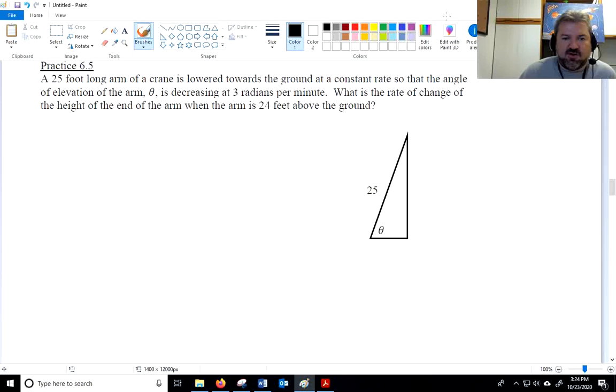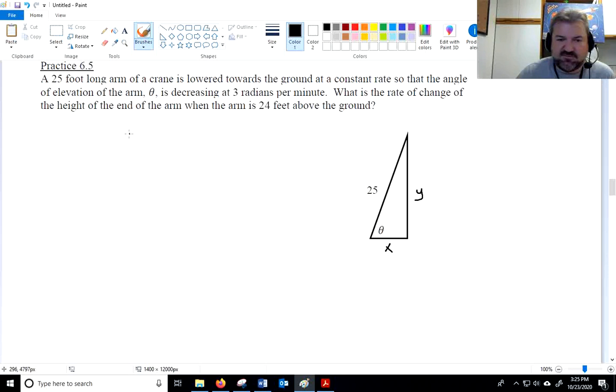A 25-foot long arm of a crane is lowered towards the ground at a constant rate so that the angle of elevation of the arm theta is decreasing at 3 radians per minute. What is the rate of change of the height of the end of the arm when the arm is 24 feet above the ground? So, okay, this is constant. We know the rate of change of theta, and we're trying to find the rate of change of the height of this here, which I'll call y. A little different situation than before. We're used to finding rate changes in theta, but totally not a problem. So we need to use theta, y, and 25.